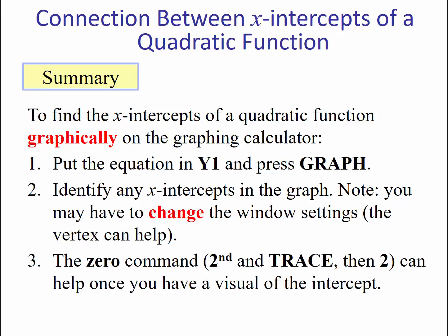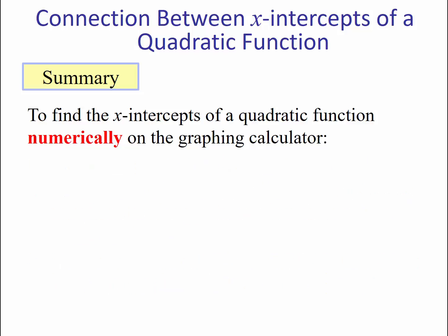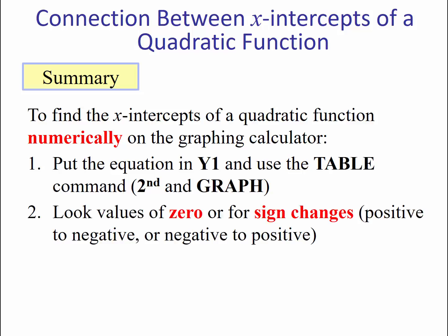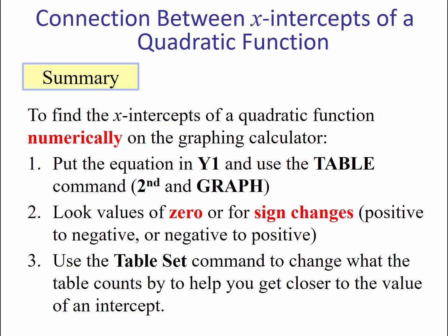To find the x-intercepts of a quadratic function numerically on the graphing calculator, put the equation again in y1 and use the table command, which is second graph. Look for values of 0 or for sign changes, positive to negative or negative to positive. Then use the table set command, which is second window, to change what the table counts by in order to help you get closer to the value of the intercept.